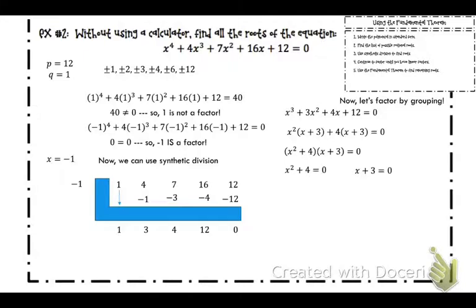I'm just going to split these up, set them both equal to 0. And I'm going to solve. So the one on the right is easy to solve. It's just x equals negative 3. The one on the left is also easy to solve. We just have to solve it with the square root method. So we get x squared equals negative 4, which means x equals the square root of negative 4, which means x equals plus or minus 2i. So if we look here now, we have 2i, negative 2i, negative 3, and negative 1. We have all 4 roots, so we're good.